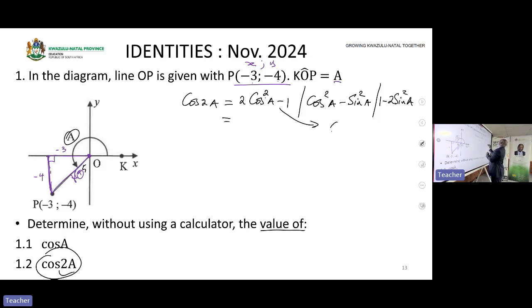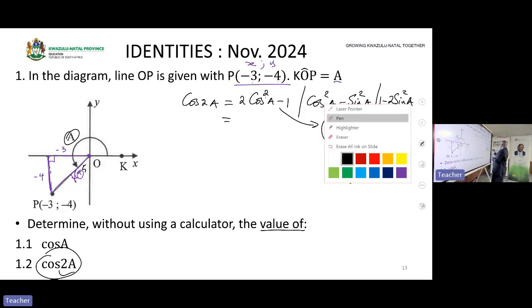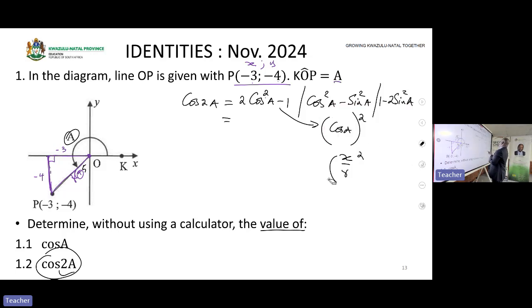Meaning that it's cos of angle all squared. Therefore, it is the same as x over r all squared. So that is the meaning of the notation. Please take note of that whenever you are dealing with these trig ratios, so that you don't commit what we call silly mistakes. So therefore, we can easily solve this one.